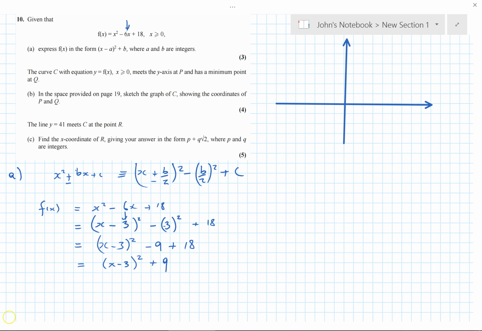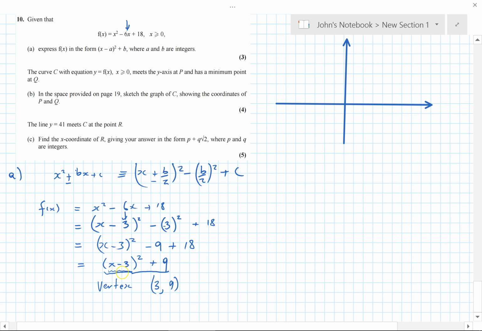Let's draw some axes. Okay, so we've got some axes there. We can see that the vertex of this graph must be at 3, 9. It doesn't ask for the vertex, but it'll help us for the sketch. The least that this can be is 9, because similar to what we were saying in the previous question, x minus 3 squared must be greater than or equal to 0. It will be equal to 0 when x is 3, and therefore the least point will be at 3, 9.